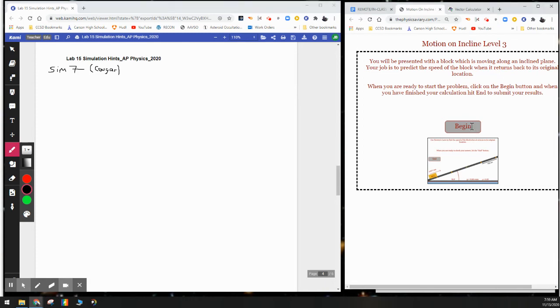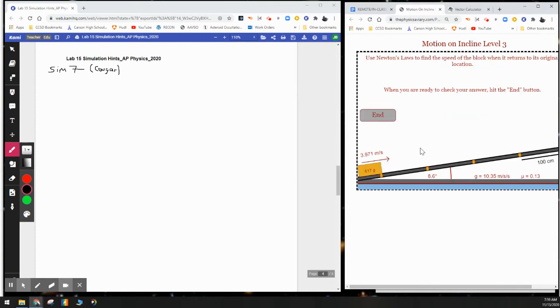So let's take a look at the problem here. Just so we understand what's going to happen, this is going to move like this, pause, and come back like this to its original spot. Our job is to figure out what's the velocity when it returns back to the original position.